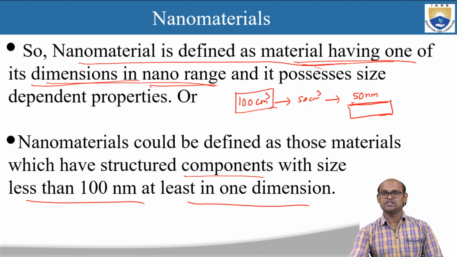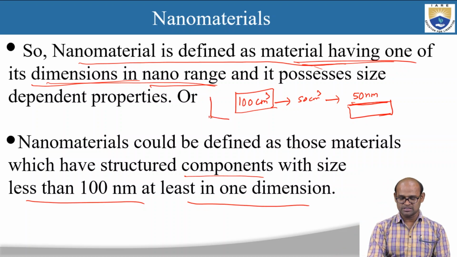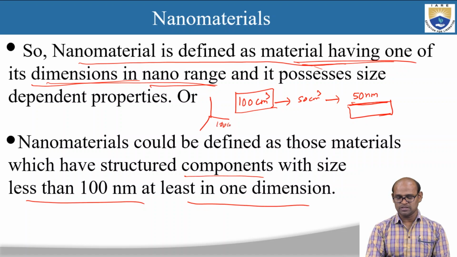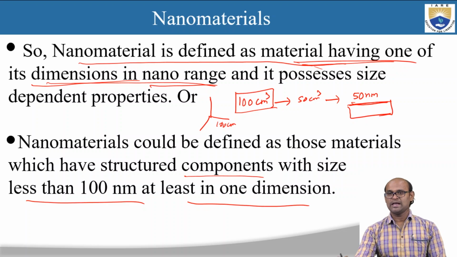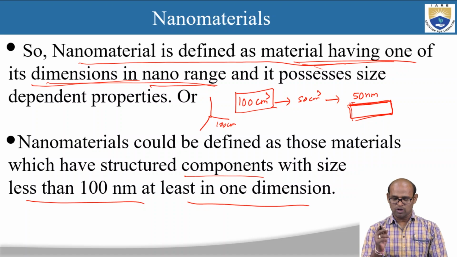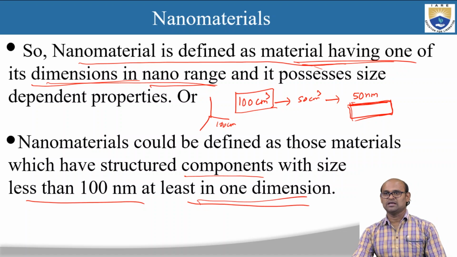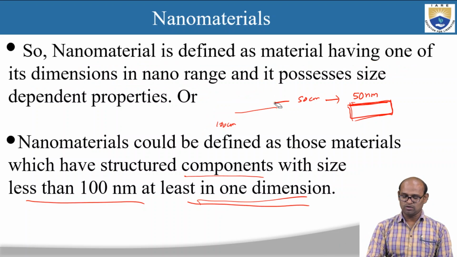Here we have taken a 100 centimeter cube, a cube having around 100 centimeters along the x, y, z directions. Now, when we have cut it down into smaller and smaller pieces, we have gone to 50 nanometers. The 50 nanometers can be along the x-axis, y-axis or z-axis. Any one of the axes must be in nanoscale. Only then can we define that material as a nanomaterial. That is exactly the meaning of nanomaterial.